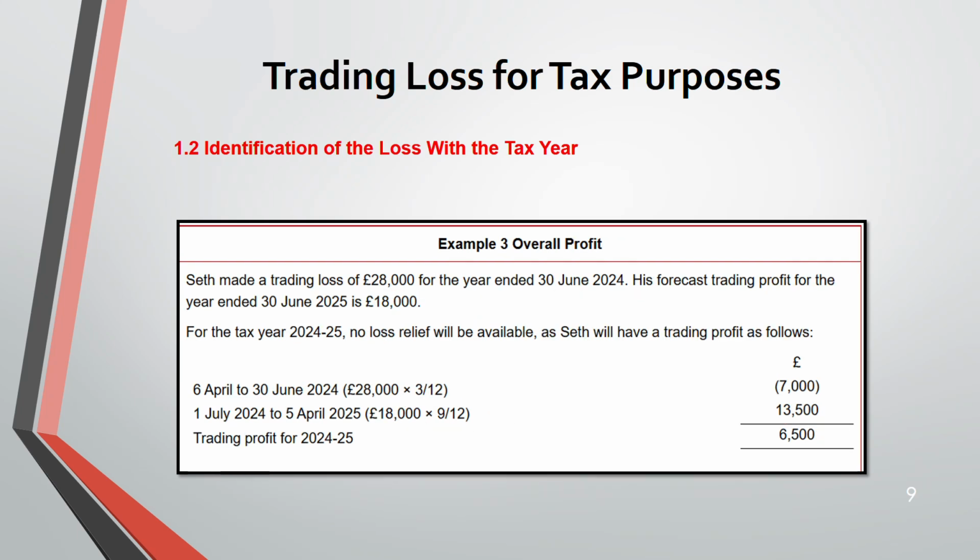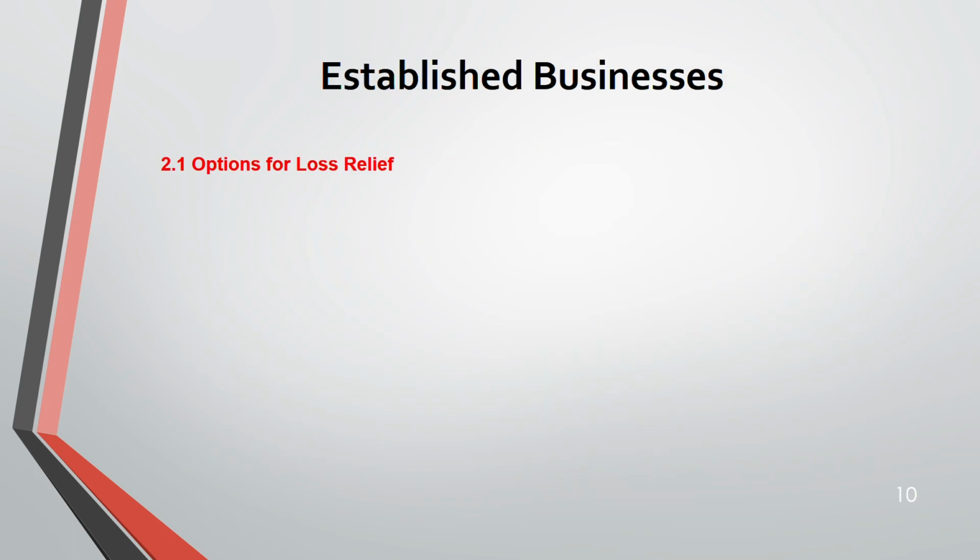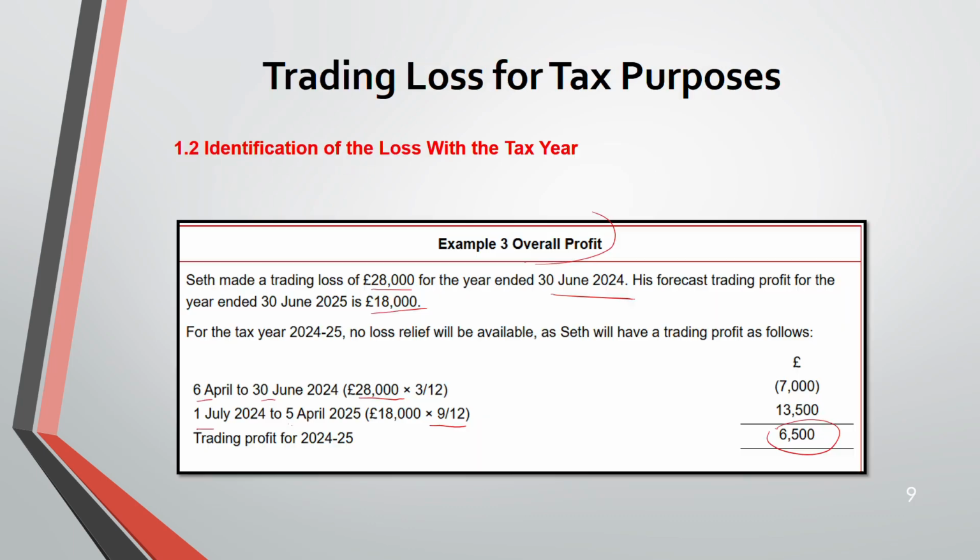Now, moving to example 3, where you are having an overall profit. Here also, you have to time apportion because the year end is June. So you are having a trading loss of 28,000 and profit 18,000. So this 28,000 is for 3 months, from 6th April to 30th June, and from 1st July to 5th April, 9 months, 18,000 profit. So overall you are having a trading profit. This is very easy. Now we are moving on to the second part.